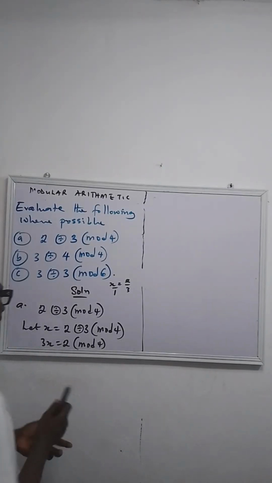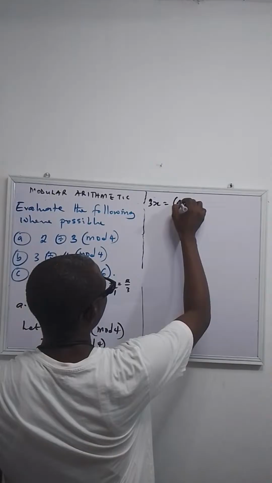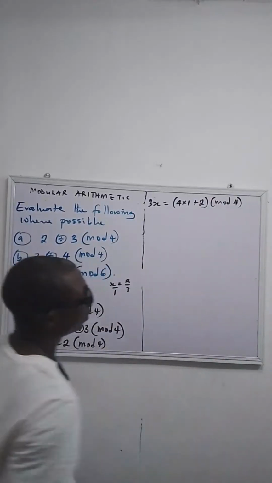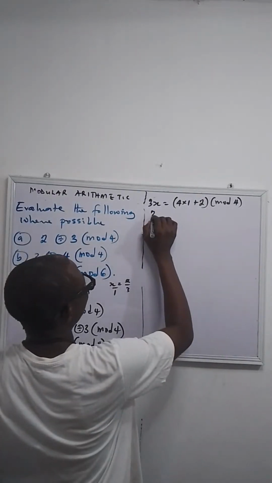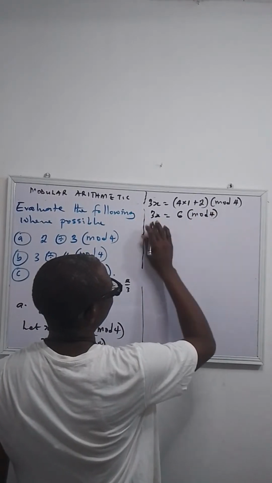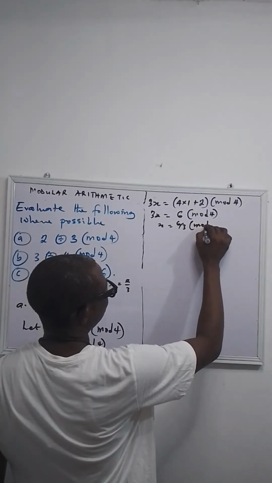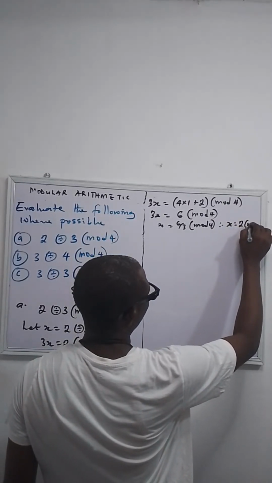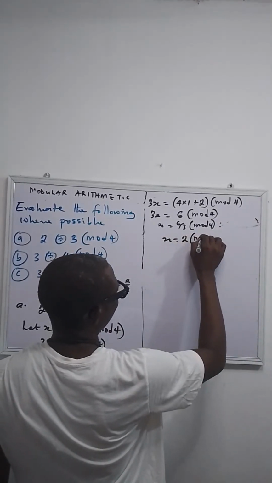Okay, so that means I can write this as 3x equals 4 times 1 plus 2 in mod 4. Okay, so this is also the same thing as 2. And we have 3x equals 6 mod 4. So we have x equals 6 over 3 mod 4. So therefore, x is what? 2 mod 4. Okay, x equals 2 mod 4.